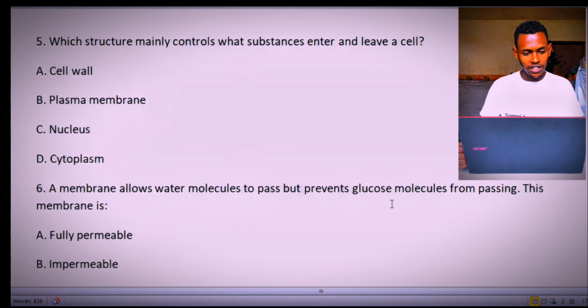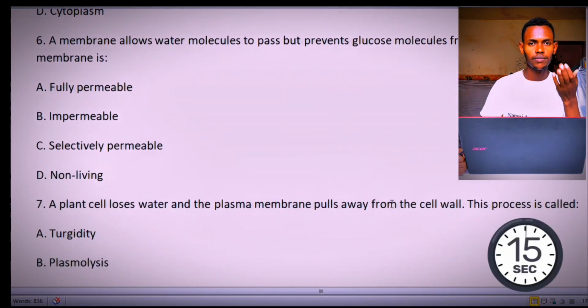Which structure controls what substances enter and leave a cell? A. Cell wall. B. Plasma membrane. C. Nucleus. D. Cytoplasm. It is your turn.